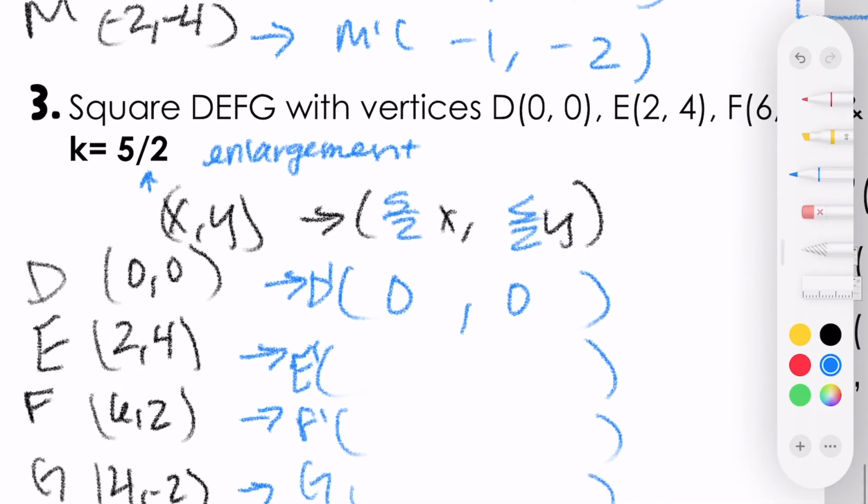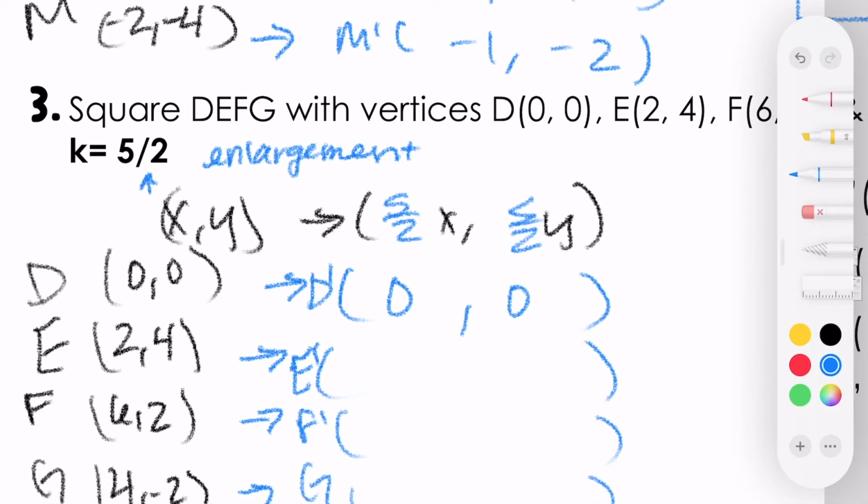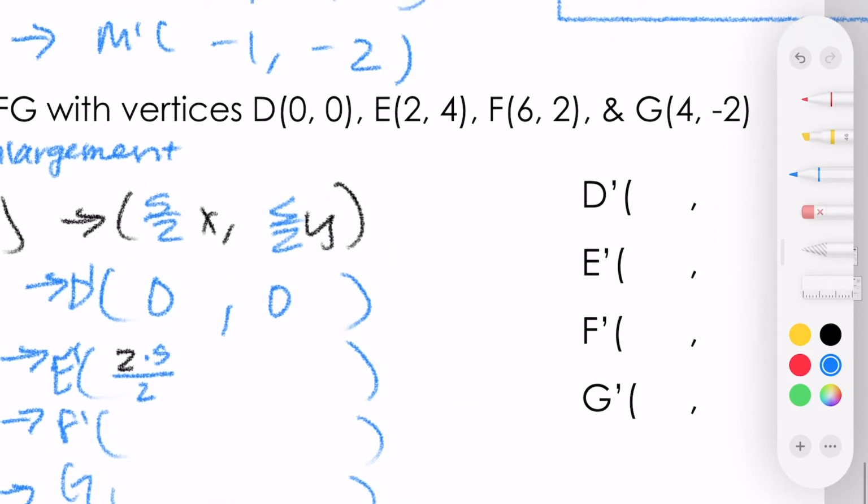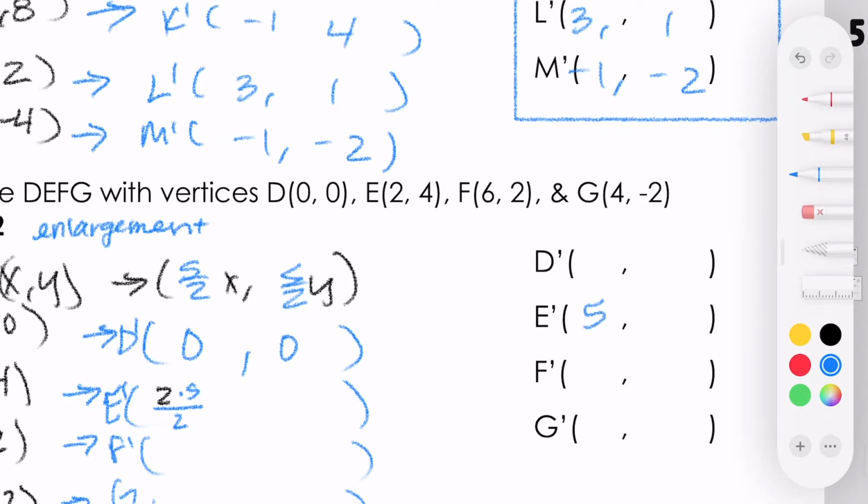With e prime, you're going to be multiplying 2 times 5 halves. So if you want to think about it this way, it's 2 times 5. We're multiplying straight across, and then dividing by our denominator of 2. So 2 times 5 is 10, and then divided by 2 will get you a 5. Then you've also got that 4 in your y value times 5 over 2. So 4 times 5 is 20 divided by 2, and that gets you a 10. Remember, you have to finish this one off to get f prime and g prime.